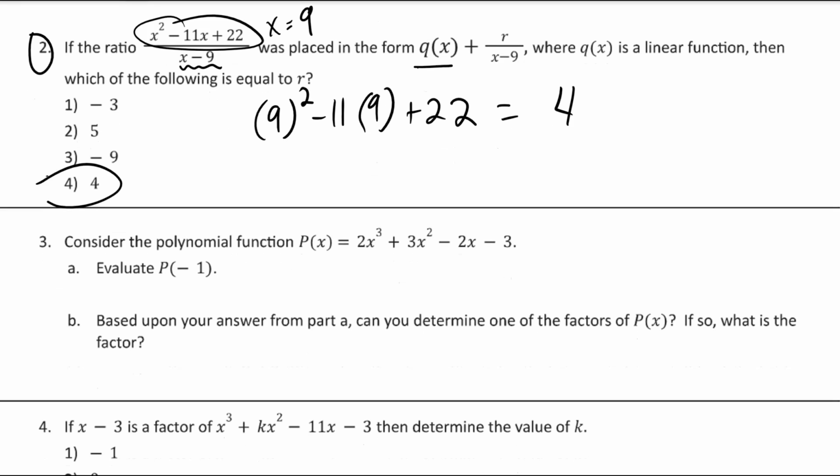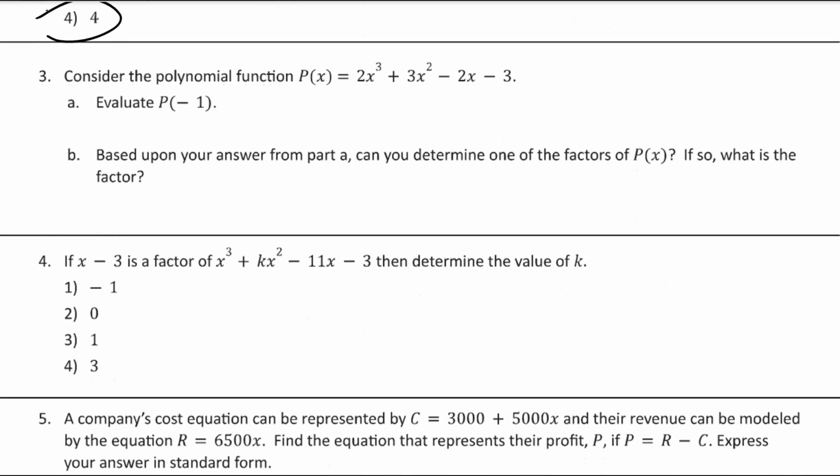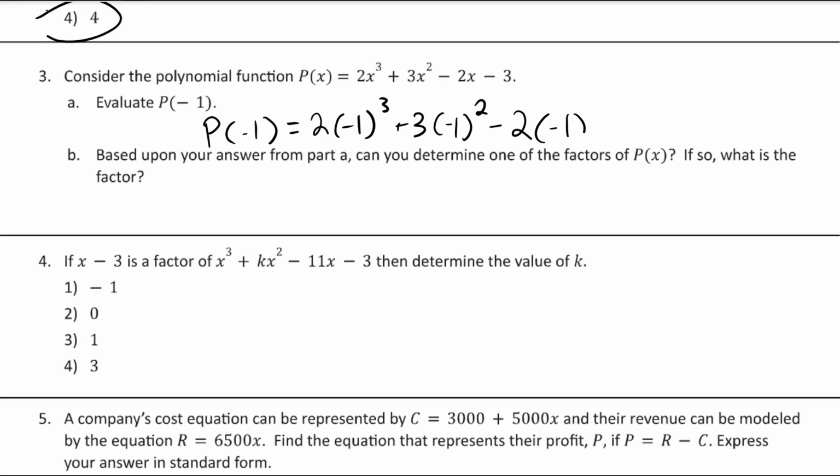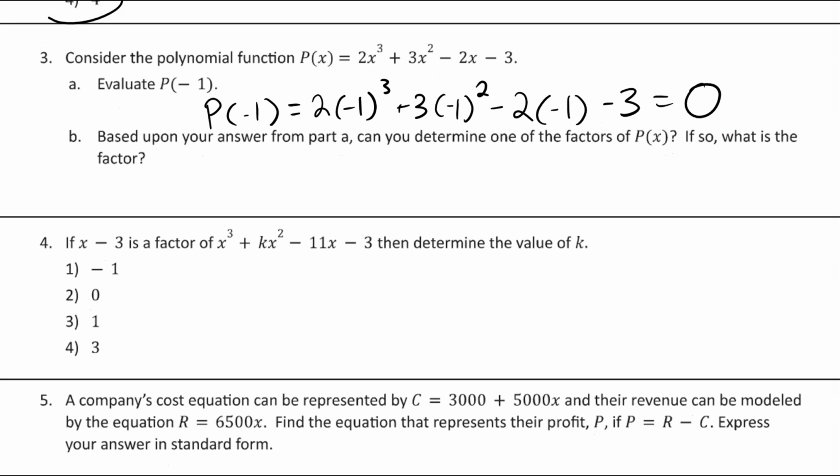Another way we could phrase that question is something like number 3. Consider the polynomial function p of x equals 2x cubed plus 3x squared minus 2x minus 3. Evaluate p of negative 1. So again, that just means everywhere I see an x, I would substitute in negative 1 and evaluate. So I worked all these out beforehand. I already typed it into my calculator, and when you do all this, you should get 0 out.